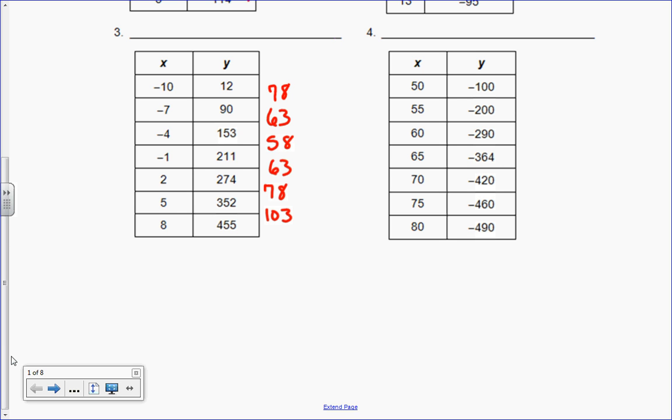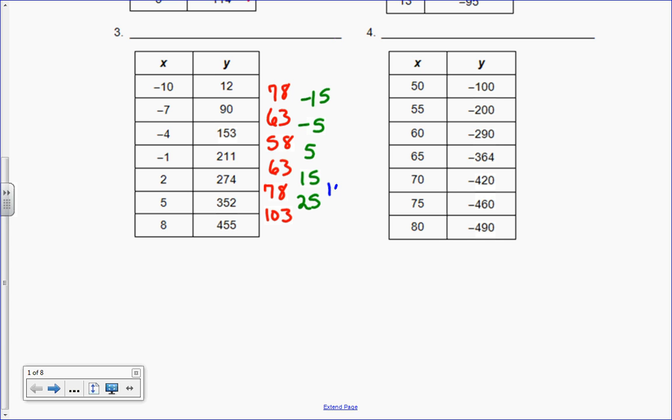Okay, those obviously don't match. Go to the second ones. 103 minus 78 is 25. 78 minus 63 is 15. 63 minus 58 is 5. 58 minus 63 is negative 5. And 63 minus 78 is negative 15. Those don't match either. Go to the third set.